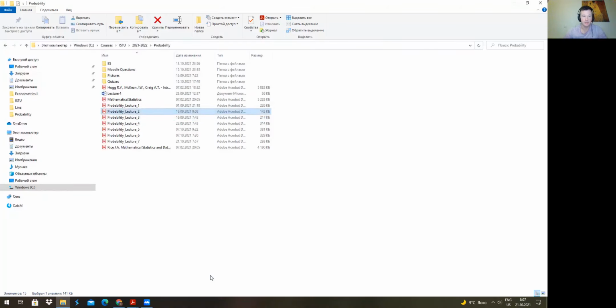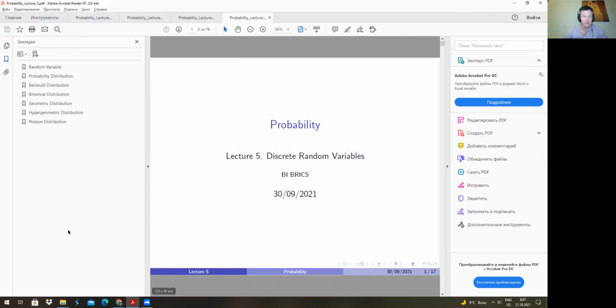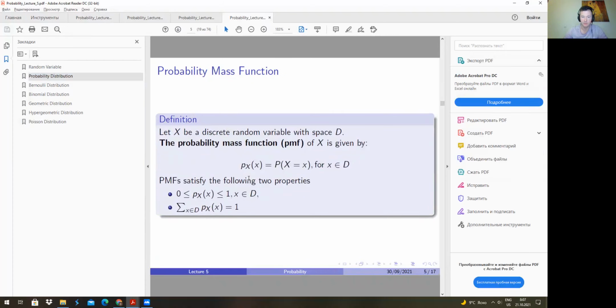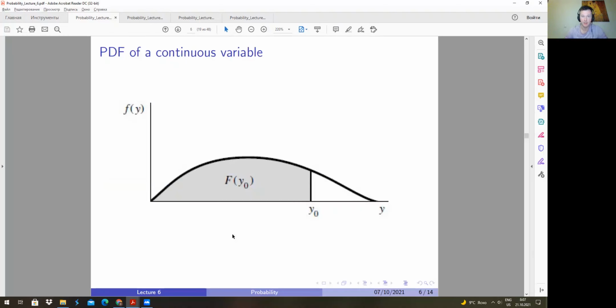Let me open lecture number 5 for the discrete case. This is exactly the same as this property for the probability mass function in the discrete case. Why? Because when you sum over all probabilities, you must have 1. So the sum of probabilities must be equal to 1. Then we established the relationship between PDF and CDF.